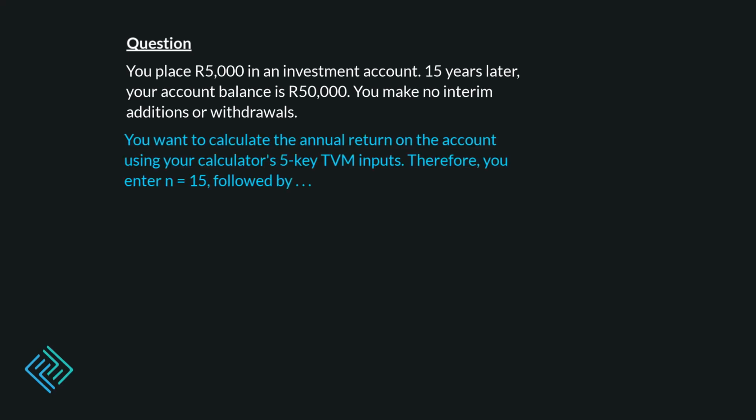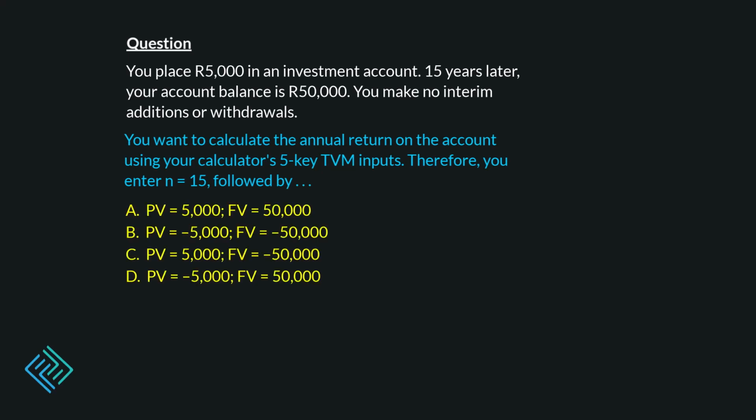You want to calculate the annual return on this account using your calculator's 5 key TVM inputs. Therefore, you enter n equals 15, followed by one of the available options, A through D. These all have the correct amounts for present and future value, differing only in their positive or negative signs. To compute the annual discount rate, which option is correct?